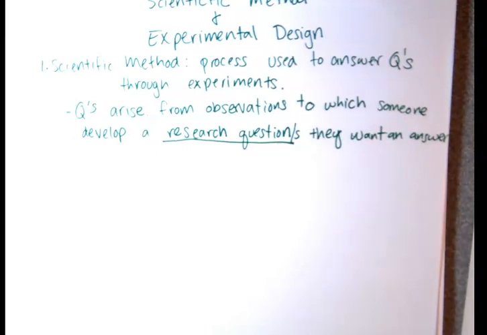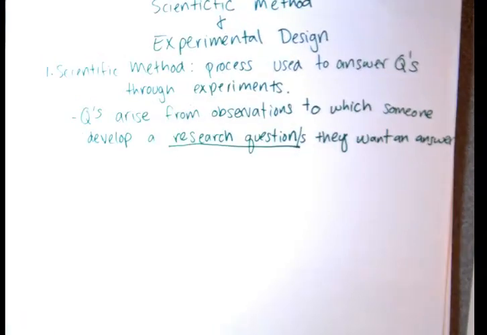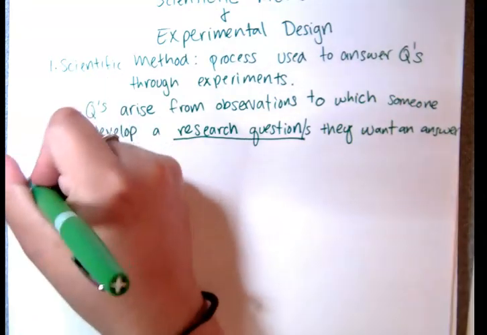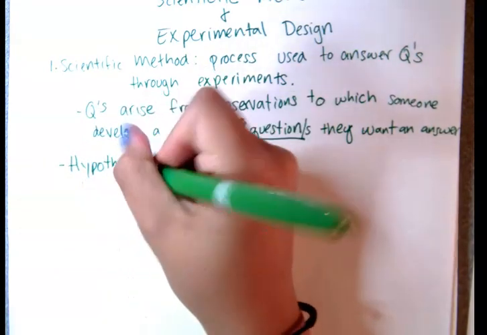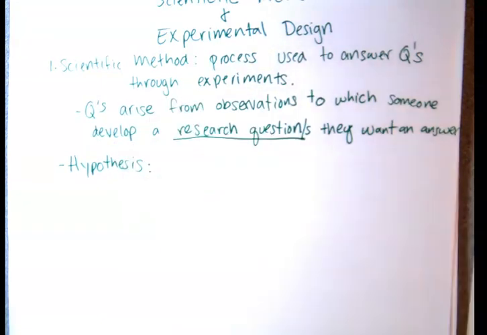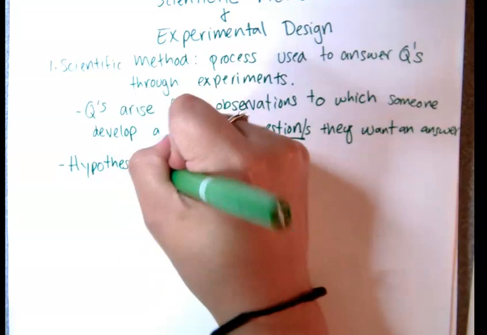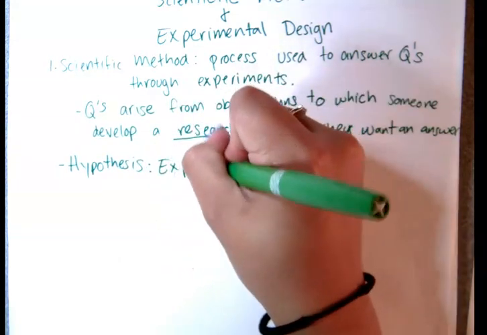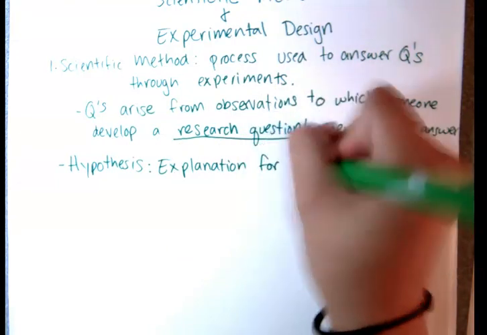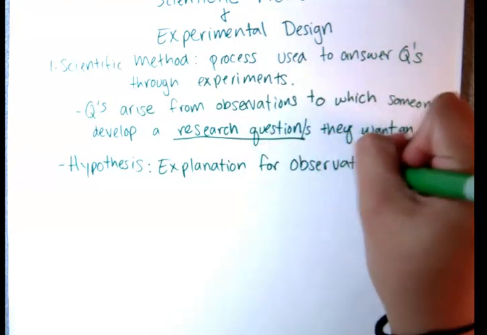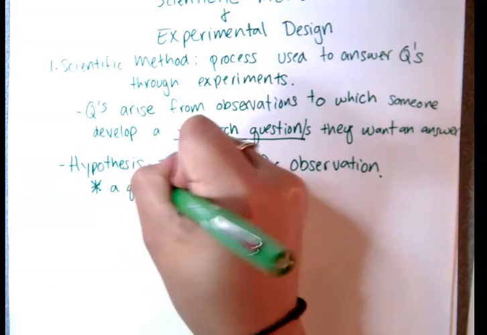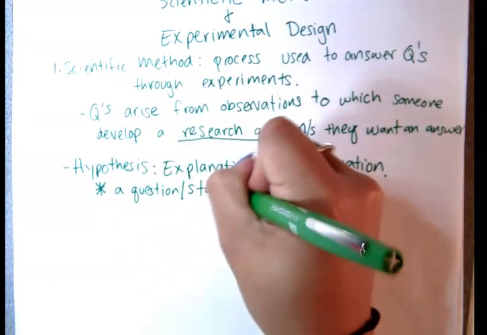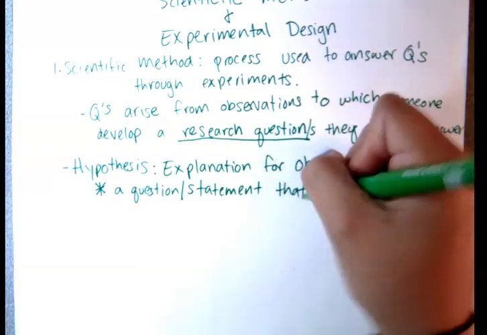What is the scientific method? So you are trying to develop a process in order to answer a question from something that you observed. And so the first thing you're going to do is you're going to make a hypothesis. So hypothesis is something that you hear a lot in science, and you've gotten different definitions, but this is going to be the explanation, or what you think the explanation is for your observation. And this hypothesis is going to be a question or statement that can be tested.